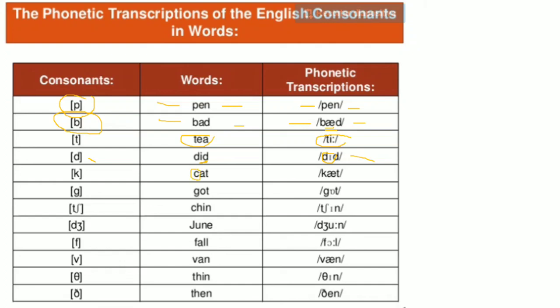This is not a sound, so you cannot transcribe. Never in your life. Never, never, never, because I will kill you, surely. You have to remember that K is represented by this sound.